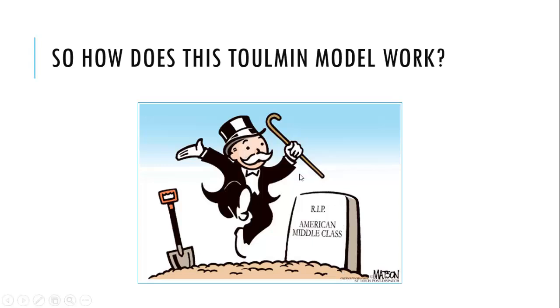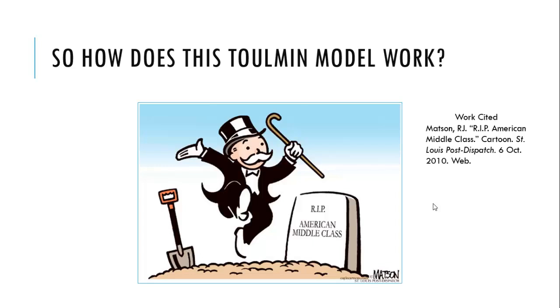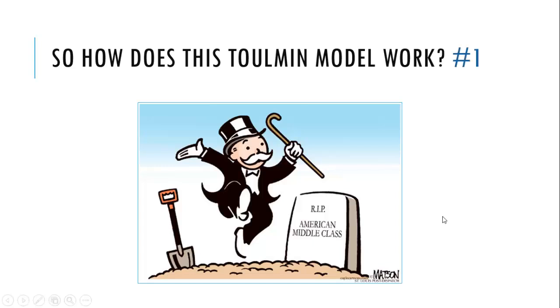And then you see this tombstone. It says, R.I.P. the American middle class. He's kind of dancing on the grave. And you see a shovel, implying potentially that this is a grave that's been freshly dug and freshly buried. Here's my source, so you can see an example of what MLA citation would look like for a cartoon. And so let's actually apply the Toulmin model to this particular cartoon.